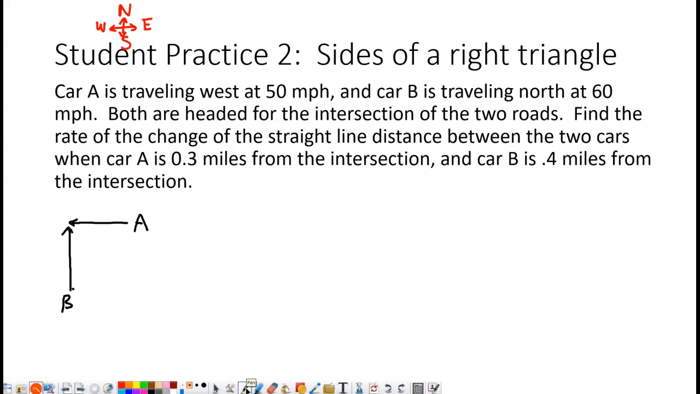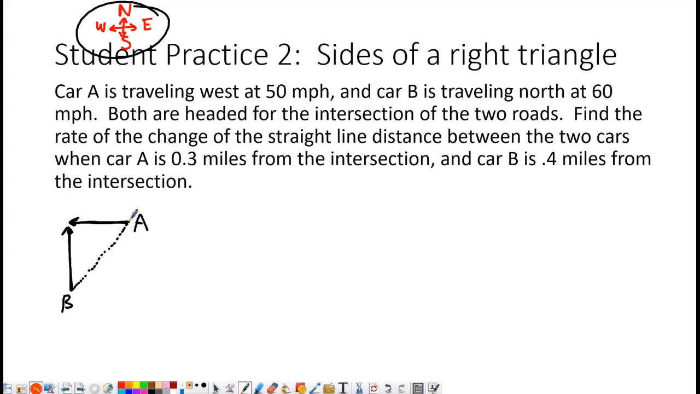Okay, so here's my picture so far. We have car A traveling west and car B traveling north, and they're going to meet up at a common intersection, right? I put a compass rose up here for you guys if that's helpful. And then the question is asking us how fast the distance between these cars is changing over time. And the distance between these cars is represented by this hypotenuse here.